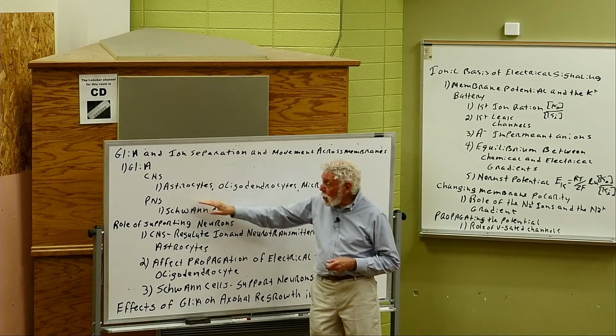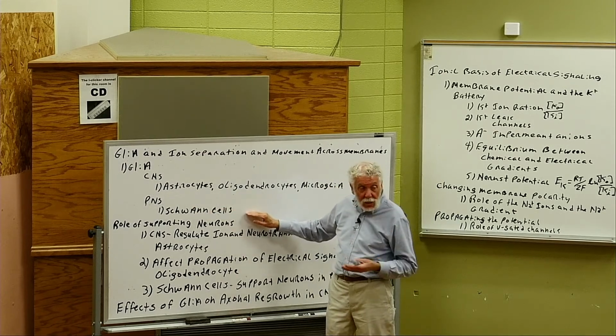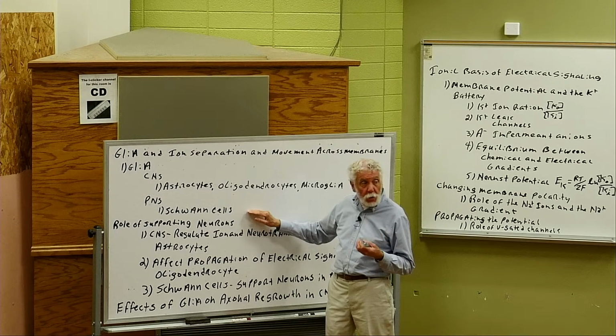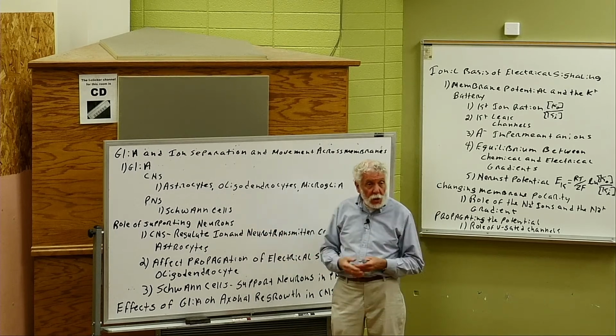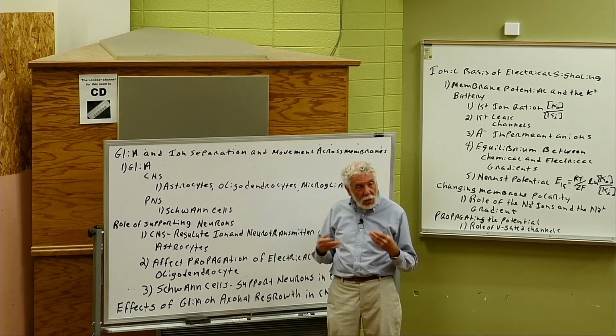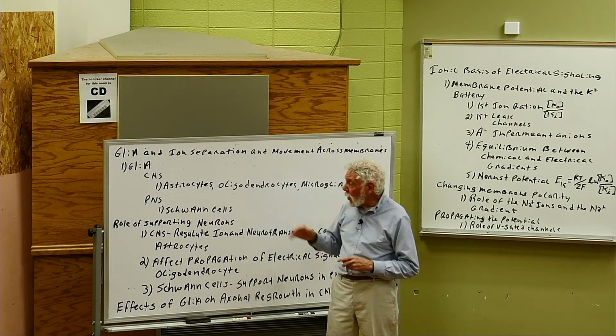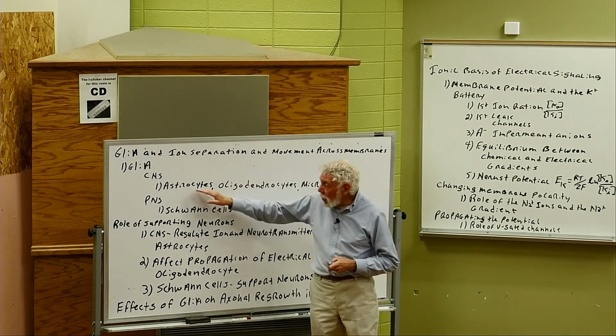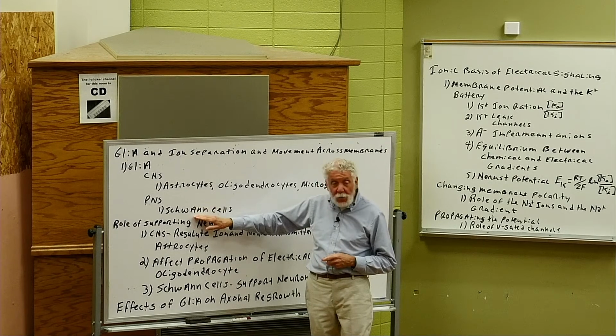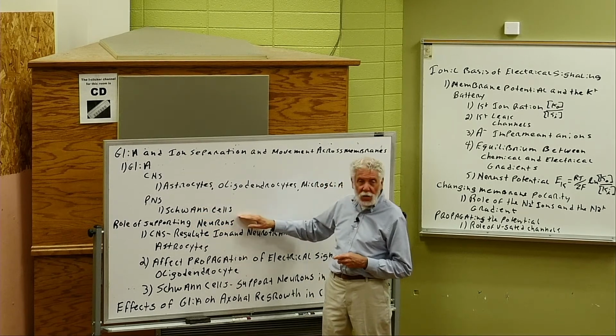In the peripheral nervous system, we also have glia, but they play a slightly different role. In the peripheral nervous system, we have much more room, so things can diffuse away. And so they don't play this role of regulating the environment quite so strictly. But in the peripheral nervous system, we have a different name for these glial cells. We call them Schwann cells.